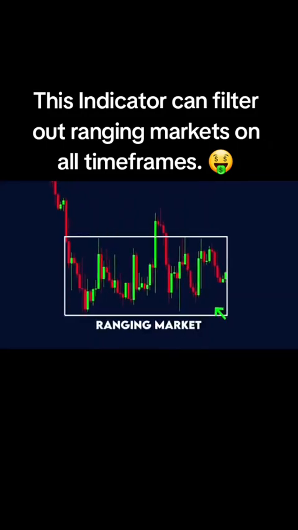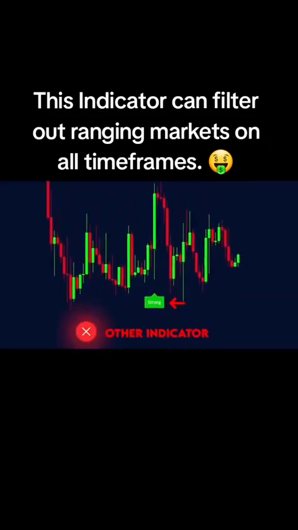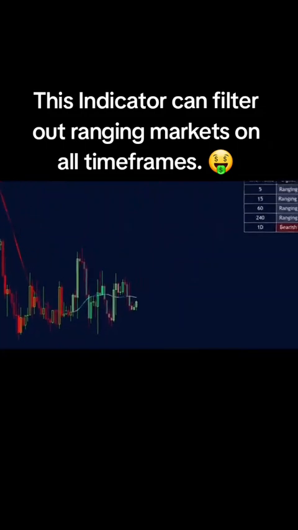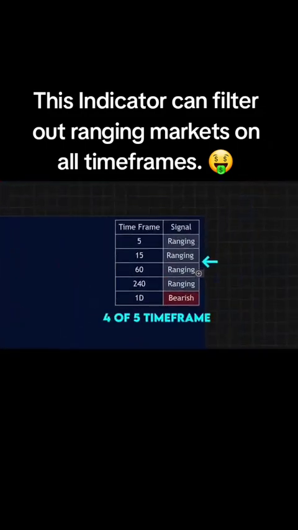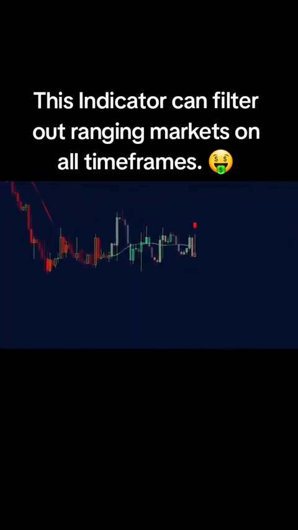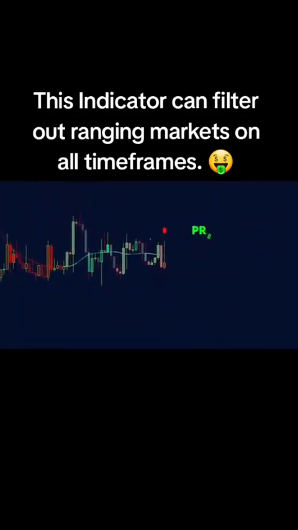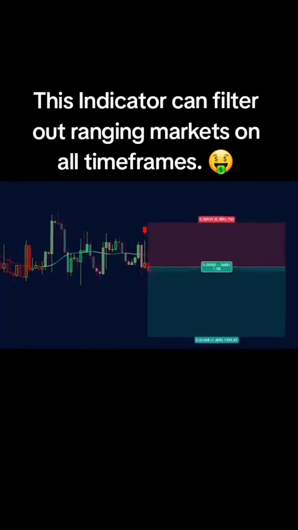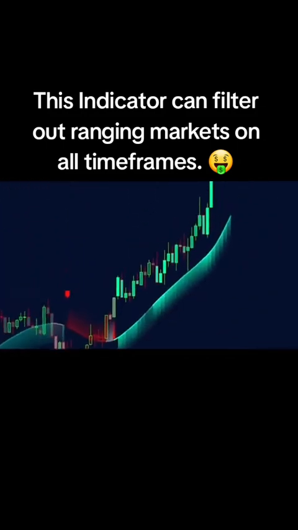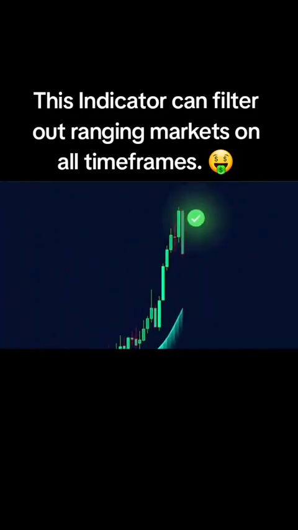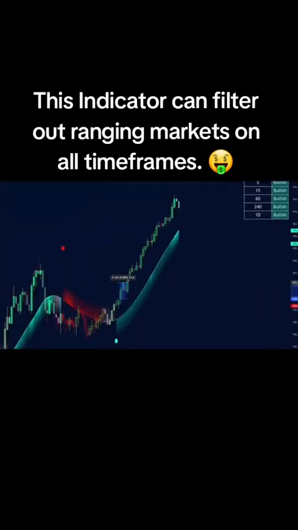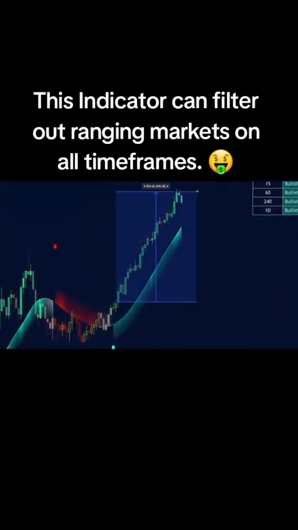Right here is a ranging market, and while other indicators were giving false signals, this one clearly showed ranging on 4 of the 5 timeframes. What's even more impressive is how this indicator doesn't just show you when markets are ranging, but also gives you precise entry signals during strong trends. In this video, I'm going to show you exactly what this indicator is, the perfect settings to use, and a complete trading strategy that works across any market you use.